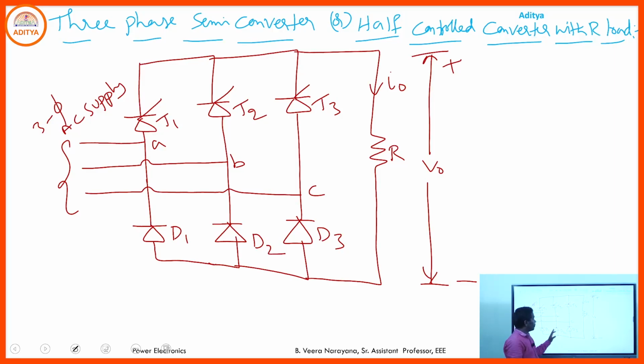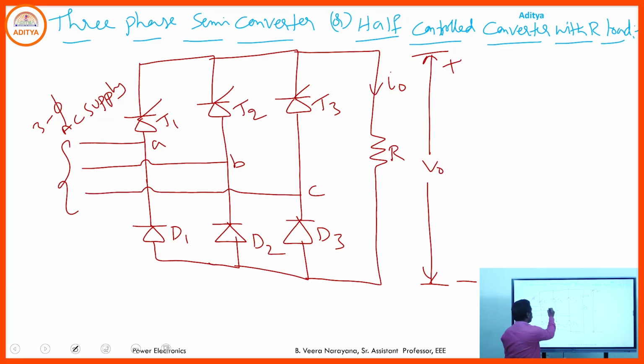So this is a simple representation of a three-phase semi-converter or half-control converter. In the three-phase fully controlled converter, if you replace the negative group devices by uncontrollable devices, then that is a simple representation of a half-controlled converter or semi-converter. It consists of three ideal SCRs and three ideal diodes. So coming to this converter with R load, it has three ideal SCRs numbered T1, T2, T3 and three ideal diodes D1, D2, D3.